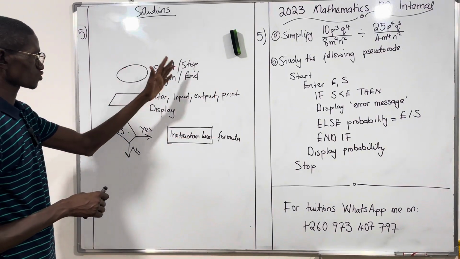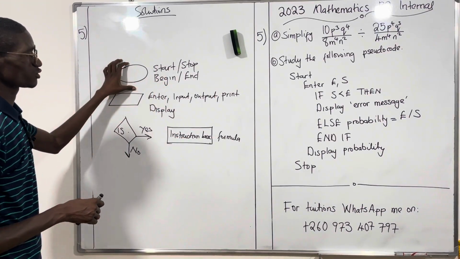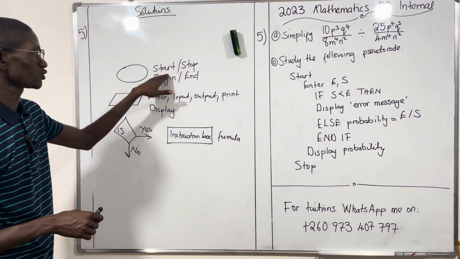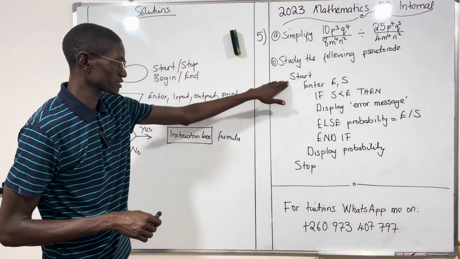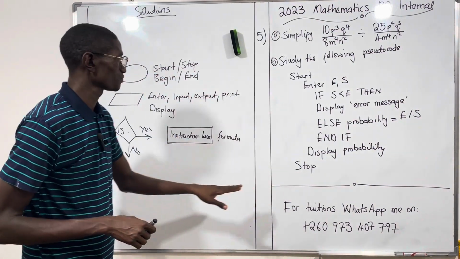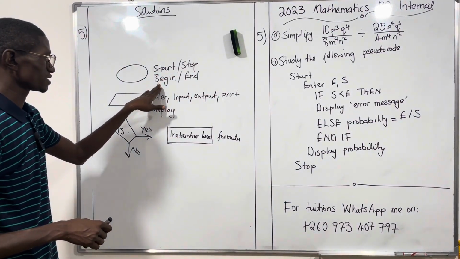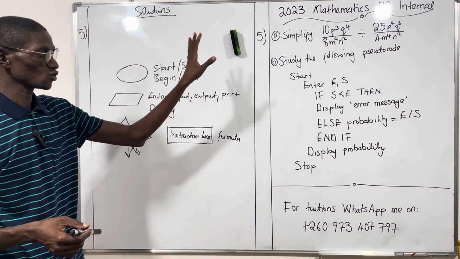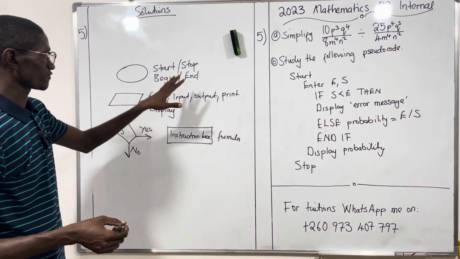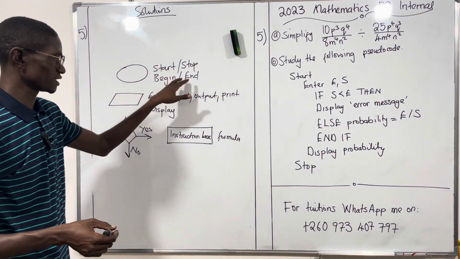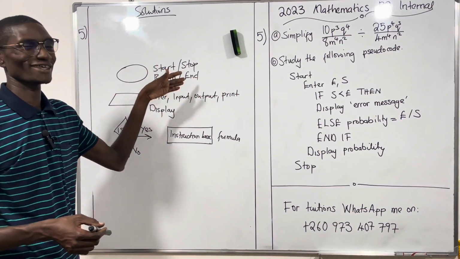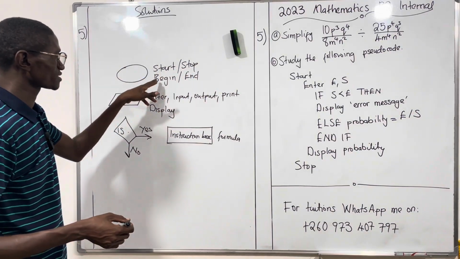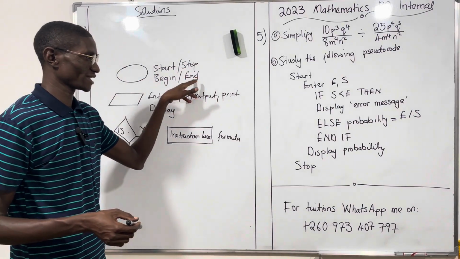Whenever you see start, stop, begin, or end, you use the oval. So usually if the code starts with start, it will end with stop. As you can see, it started with start, it ends with stop. Okay? If it starts with begin, it has to end with end. So it goes the same way when you're converting from flowchart to pseudo. If your code starts with start, you can't end with end. Okay, you have to end with stop. If the code starts with begin, you have to end with end.